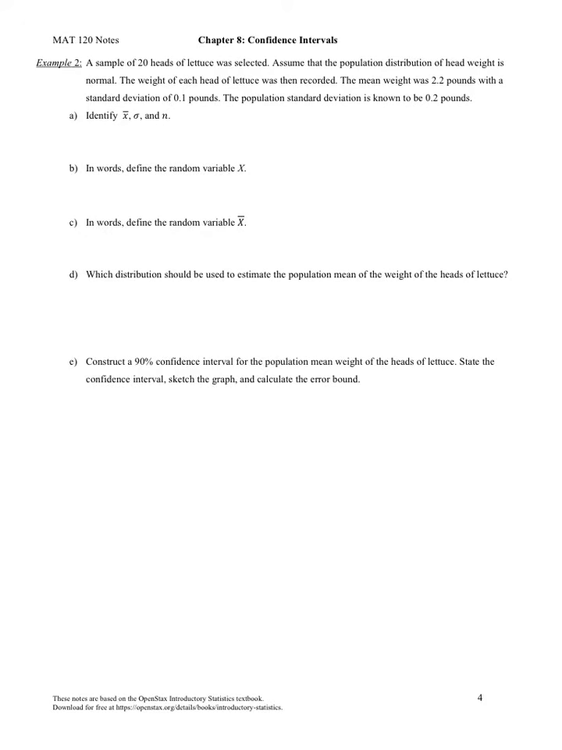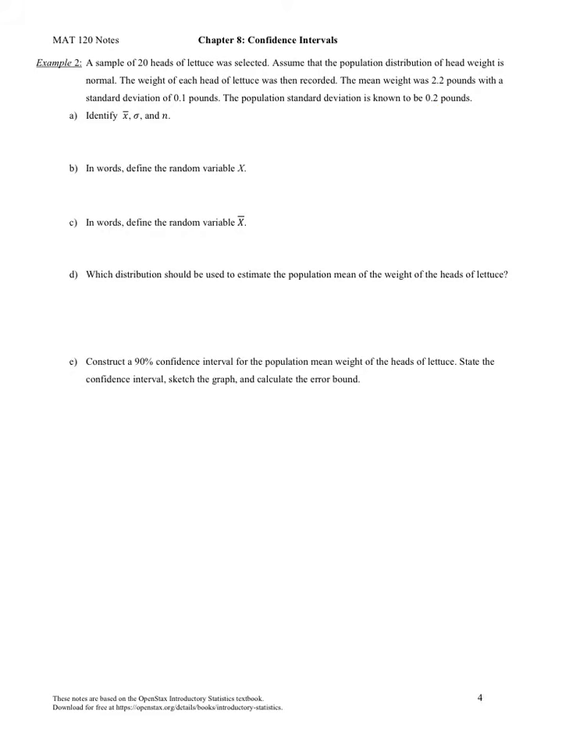This is the second video to section 8.1, where we'll continue with constructing confidence intervals. In example 2, we have a sample of 20 heads of lettuce, and we will assume that the population distribution weight of the heads is normal, and the weight of each head was then recorded. The mean weight was 2.2 pounds with a standard deviation of 0.1 pounds. The population standard deviation is known, and it is 0.2 pounds.